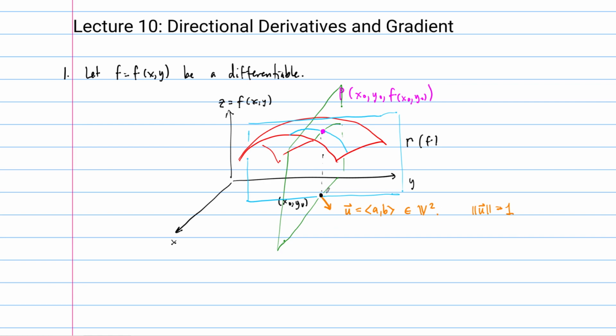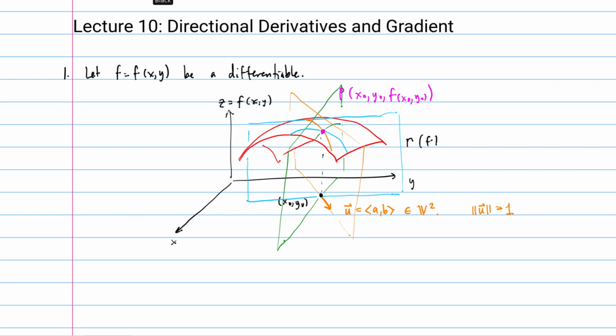Once we have this unit vector attached to our point in the domain, we have a direction vector. Then we can imagine slicing our surface the same way that we've done with the other two directions, which happen to be the coordinate directions, but we can slice this way. Now we can think about the intersection of this plane determined by this direction vector with our surface up above, and we can compute the slope of the tangent line to this orange curve of intersection at the point P. That's going to be called the directional derivative.